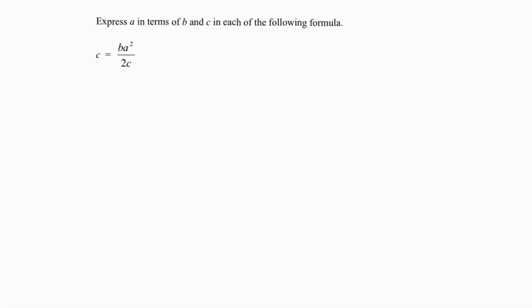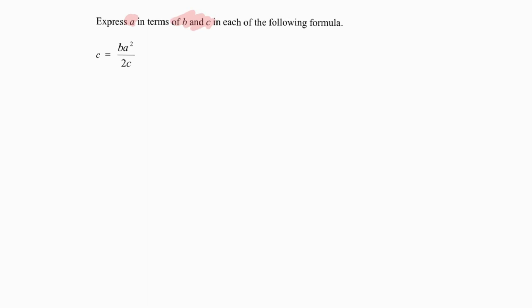Hello everyone, welcome to this video where we are required to express A in terms of B and C, meaning A equals to something. A is the subject. So, I see this formula, there's a fraction. I would like to eliminate the denominator by multiplying 2C on both sides.